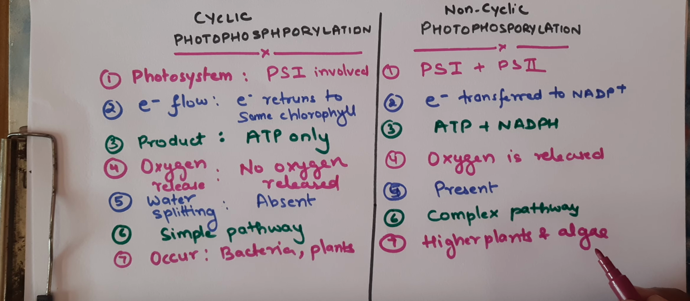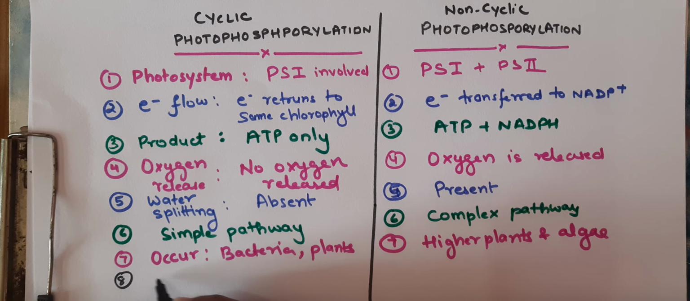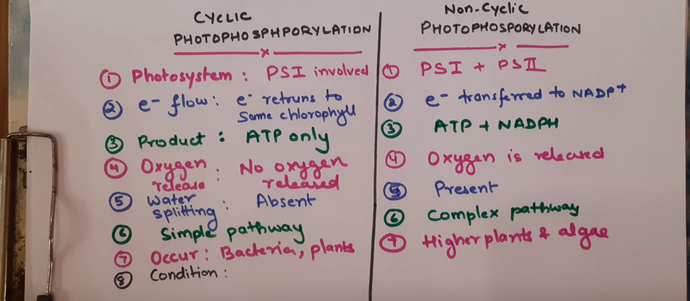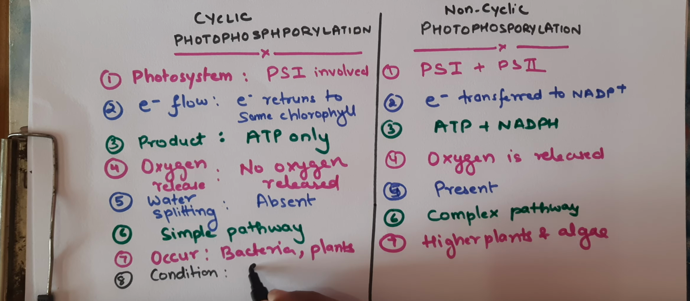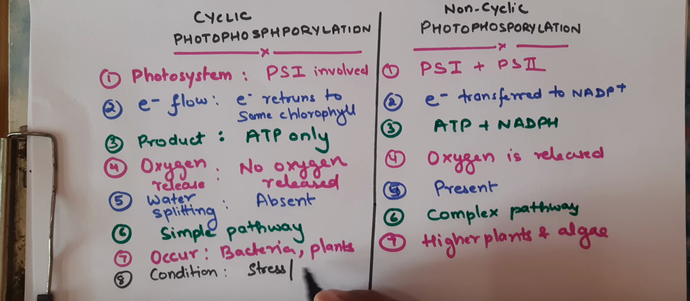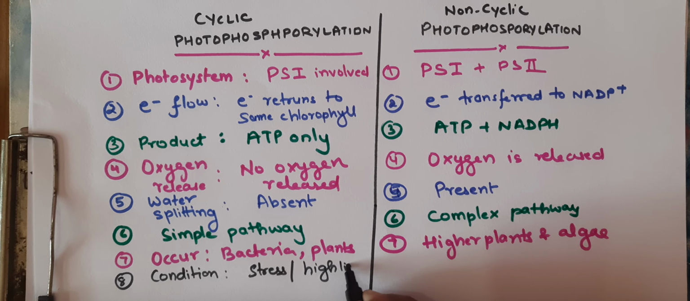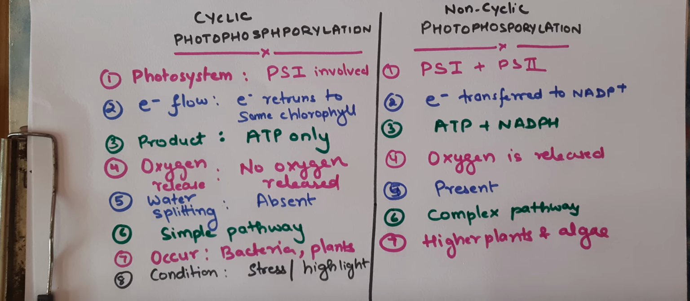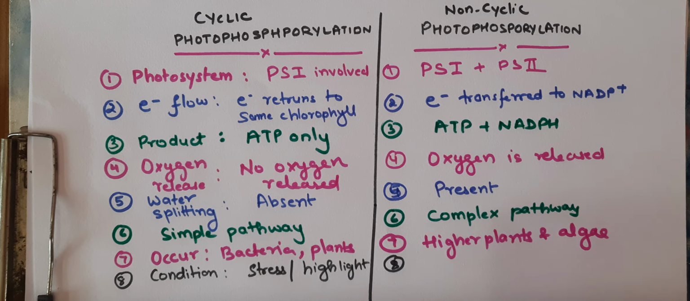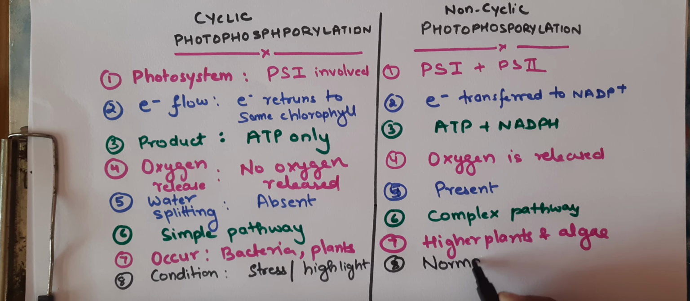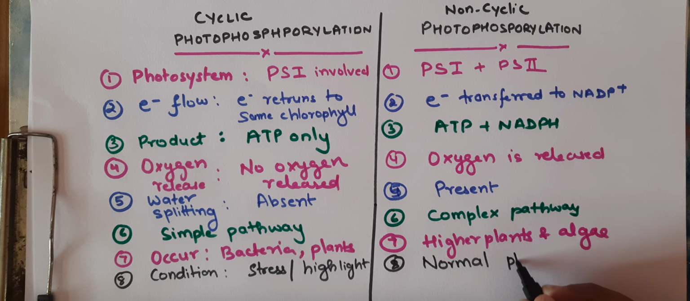So now, the next difference is in terms of when this process will occur. We will write the condition in which these processes will occur. The cyclic photophosphorylation will operate under stress or in high light conditions, if more abundant light is there. However, the non-cyclic photophosphorylation process will occur in the condition of normal photosynthesis.